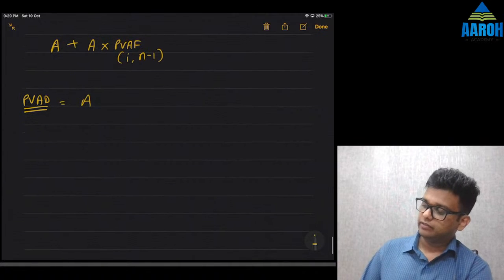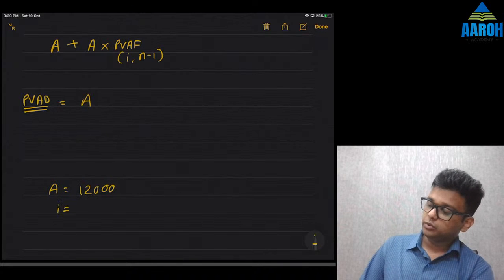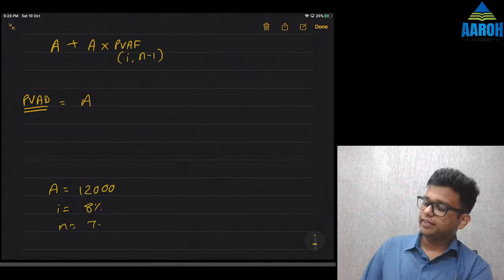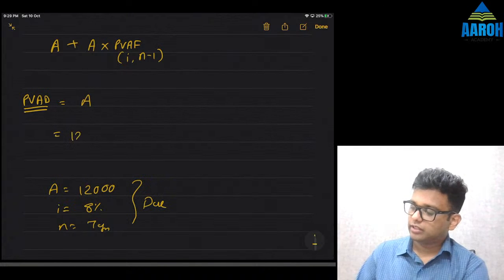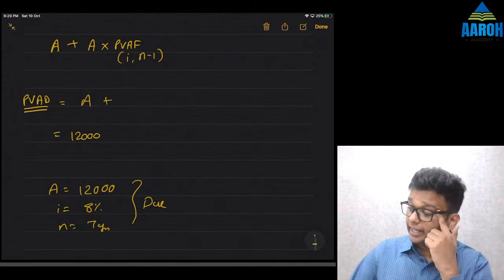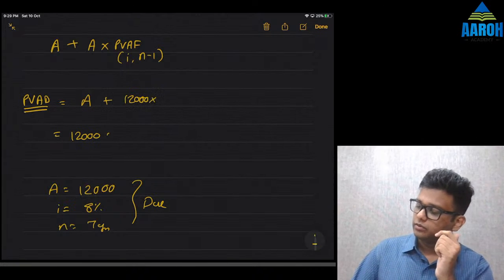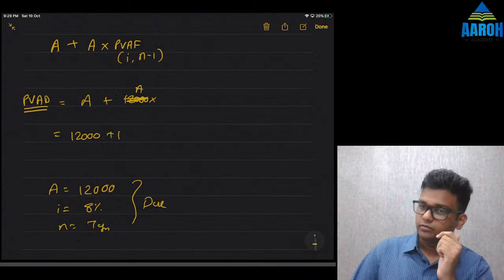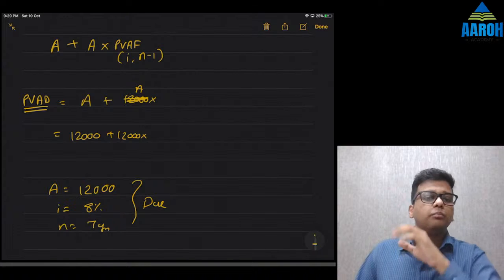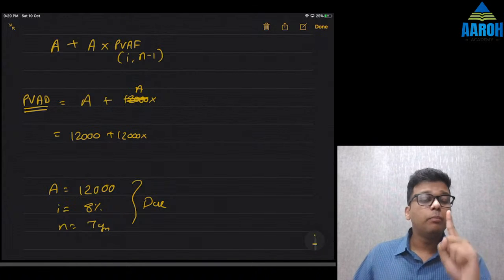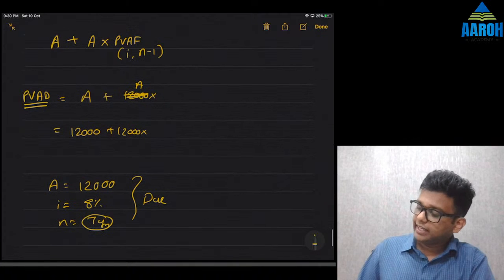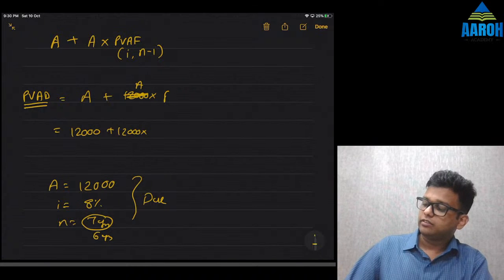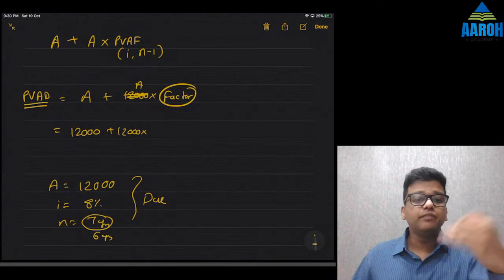Let's take this for an example. Let's say annuity amount is 12,000. I is equal to 8%. N is equal to 7 years. And this is annuity due. So what we do is we take A, 12,000, plus we take A again, 12,000 into present value annuity as usual, but by taking one less year. That means instead of 7 years, we'll take 6 years and we'll calculate factor. We'll calculate factor with one less year.